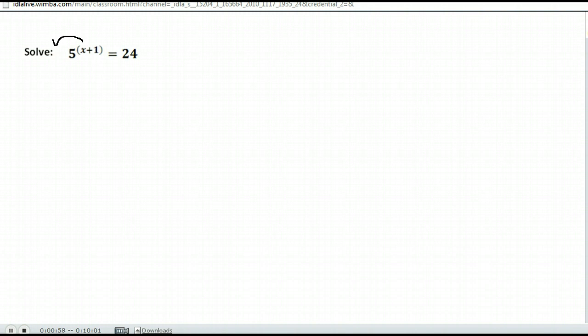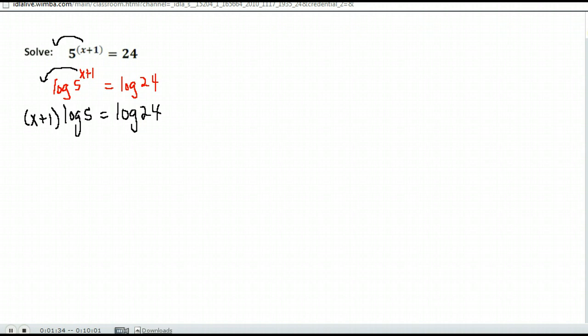Okay, so again, I'm going to take the log of both sides. Don't forget to do both sides of the equation so that we keep the equation balanced. So we have the log of 5 to the x plus 1 equals log of 24. And now, using our rules for logarithms, we know exponents can come down in front and act as multiplication. So I have x plus 1 times the log of 5 equals the log of 24.